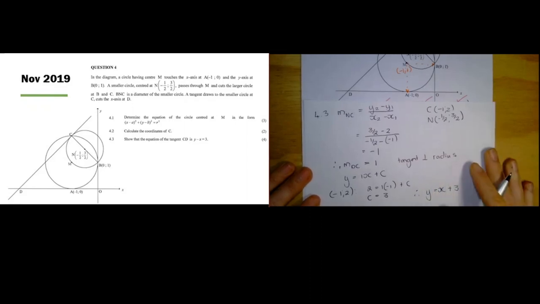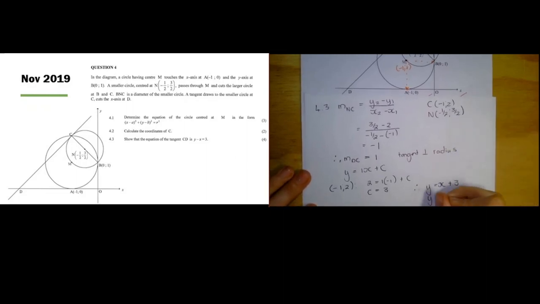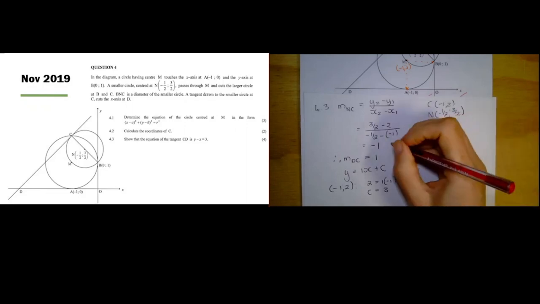So what is my equation? y = 1x, or just x + 3. Is that the form they've got it in? No, they had the x on the left. So let's move it. y − x = 3. And now we have their form. Okay, this counted 4 marks. A mark for calculating the gradient of NC, then a mark for the gradient of DC, a mark for the substituting in of the coordinate, and then a mark for the final 3.